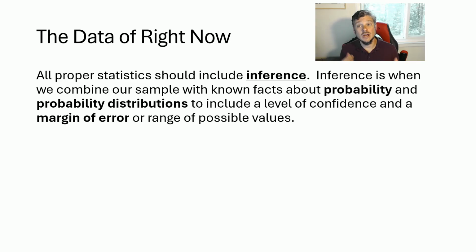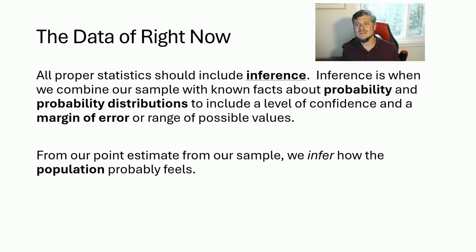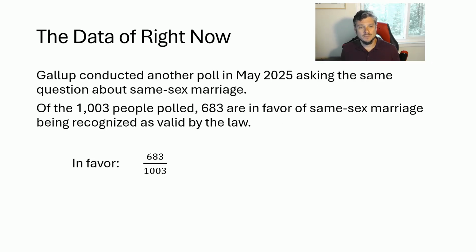Well, no. This is where inference comes in. Statistical inference is now when we combine that sample that we took, that point estimate, with known facts about probability and our probability distributions, and that gives us a level of confidence and a margin of error for our range of possible values. This is called inference because from our point estimate, we're going to infer how the population at large probably feels about whatever it is we're asking or whatever it is we're trying to collect our data about. So, going back to the same example, of that 1,003 people polled, 683 are in favor of same-sex marriage.